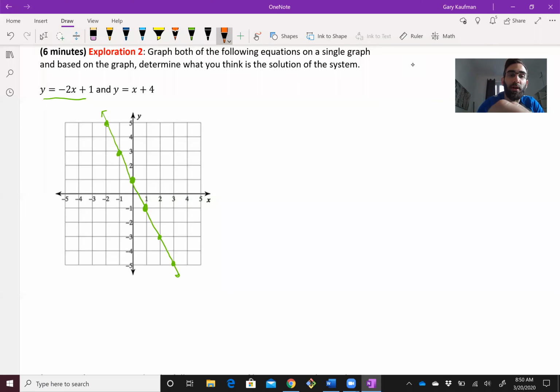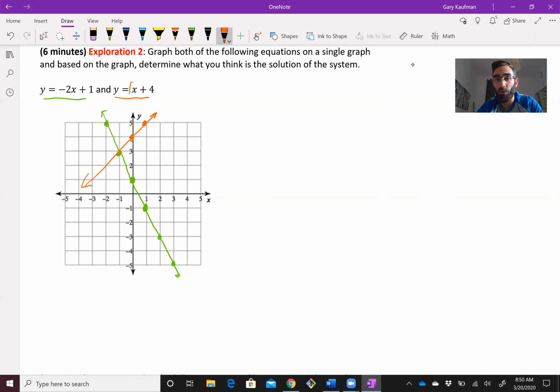Then I'm going to graph this one. That's also in slope-intercept form. So I can start at 4. And that's a slope of 1 in front of it. So up 1 over 1. But I can also go backwards to there.